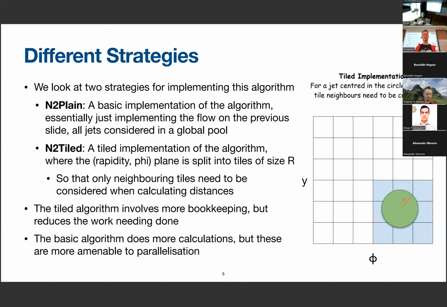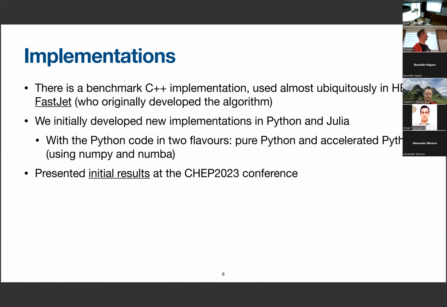So you have 2 situations. The tiling strategy involves more bookkeeping, but it reduces the total amount of work that you need to do. The basic strategy does more calculations, but these are somehow more amenable to parallelization because everything is uniform, everything is the same. So what are the implementations that we were looking at?